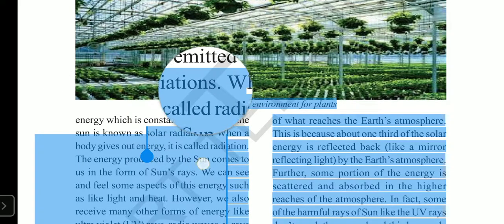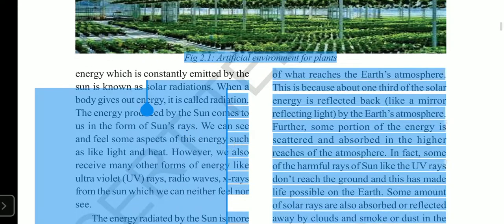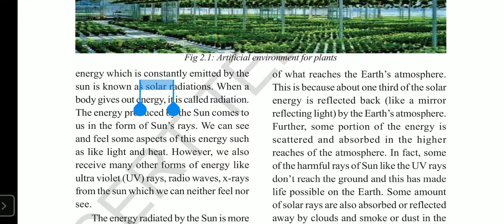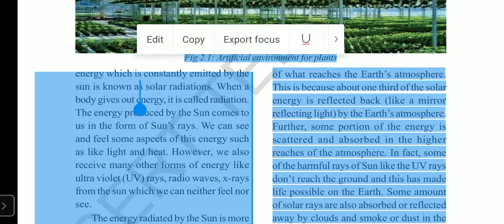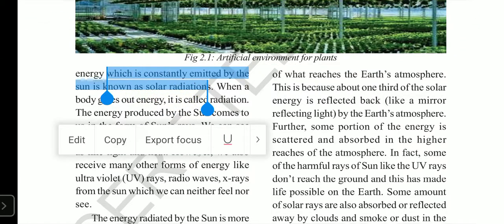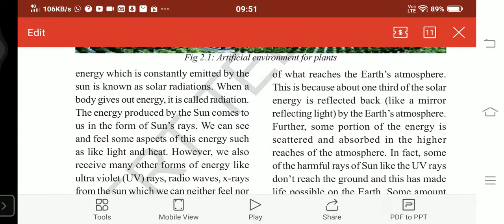Okay, what is solar radiation, my dear students? Solar radiation in the sense the light or the energy emitted by the sun continuously is called solar energy. This energy which is constantly emitted by the sun is known as solar radiation. The sun is radiating light into space, and in that process it reaches the earth. So light is radiated from the sun. Sun in the Greek language is called solar. So it is called solar radiation.